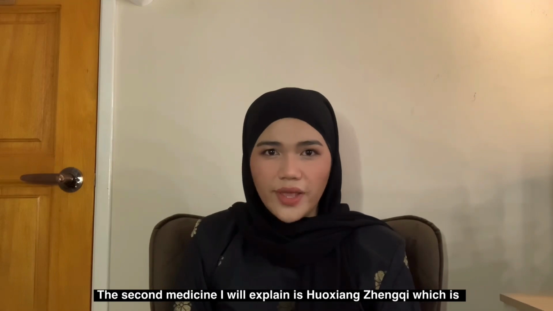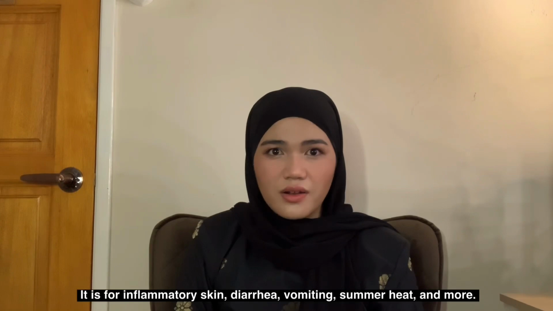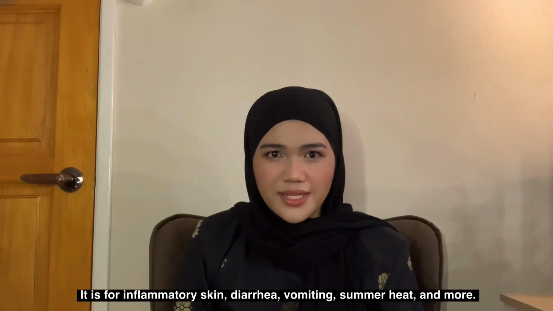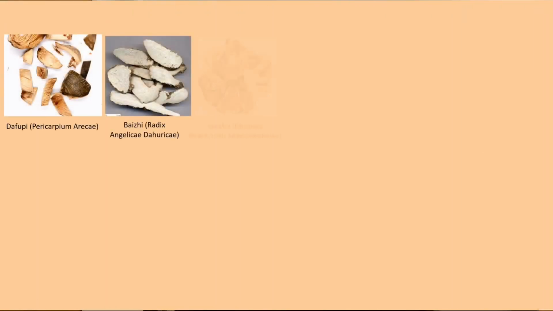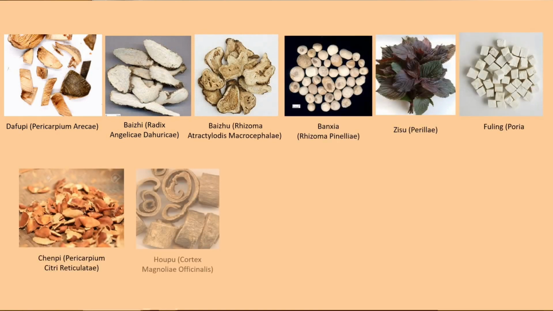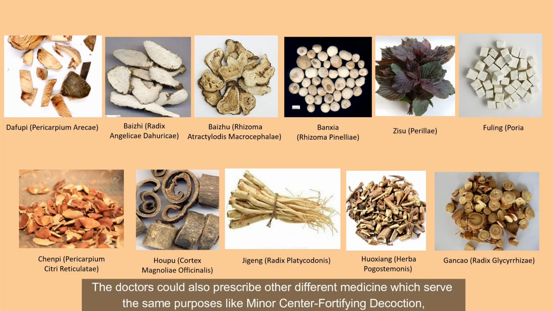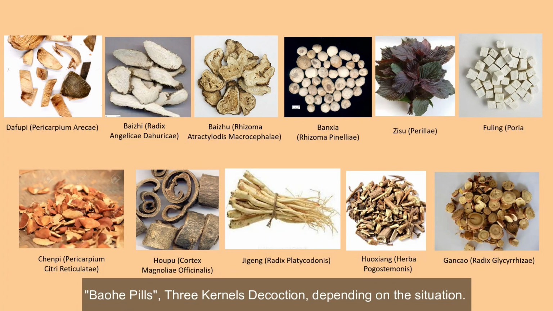The second medicine I will explain is Huo Xiang Zheng Qi, which is commonly in the shape of pill or liquid. It is for inflammatory skin, diarrhea, vomiting, summer heat, and more. It was made from dafupi, baiji, baiju, bansha, zisu, fuling, chenpi, houpo, jiegeng, huoxiang, and ganjo. The doctors could also prescribe other medicines which serve the same purpose, like minor center fortifying decoction, bahu pills, and 3 kernel decoctions, depending on the situation.